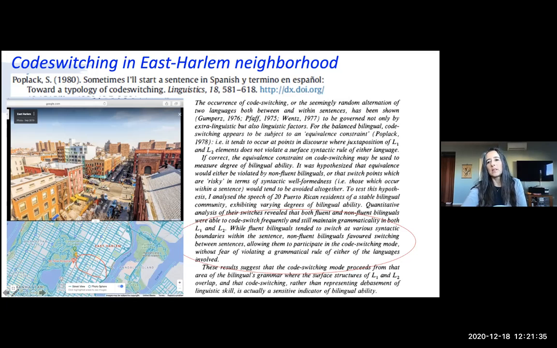And so while this doesn't focus on the rate of switching, it focuses on different types of switches. And so certain types of switches are more common in balanced bilinguals. Switching is not evidence of disability or disadvantage. Sophisticated switching is something that really proficient bilinguals do, and it's rule governed, and you can study it in interesting ways.